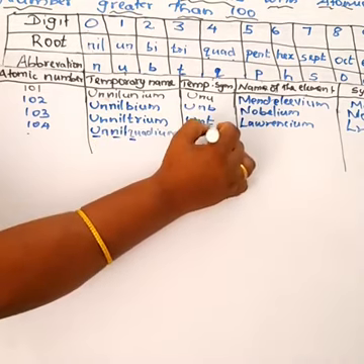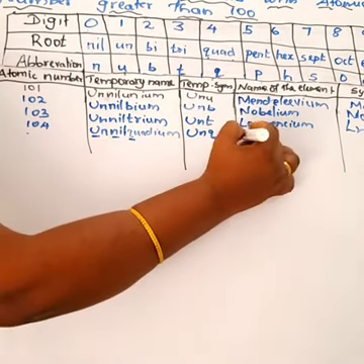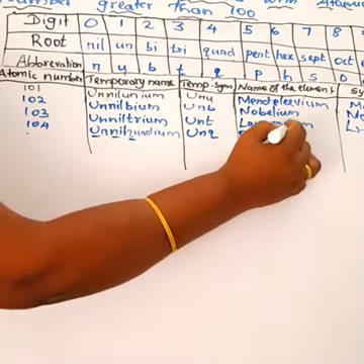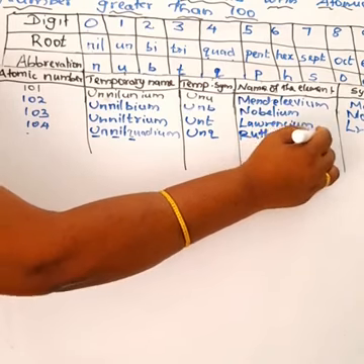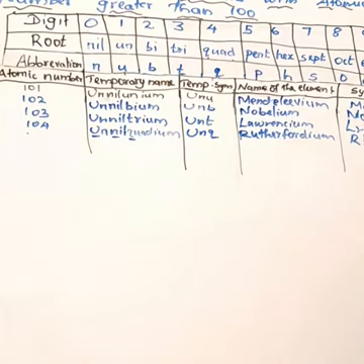What is the element name for 104? Rutherfordium. What is the symbol for Rutherfordium? Rf.